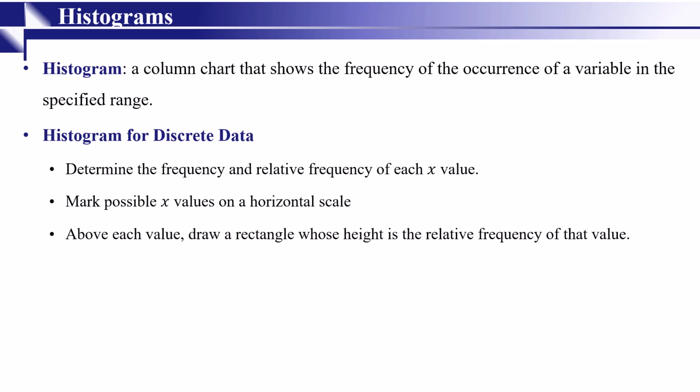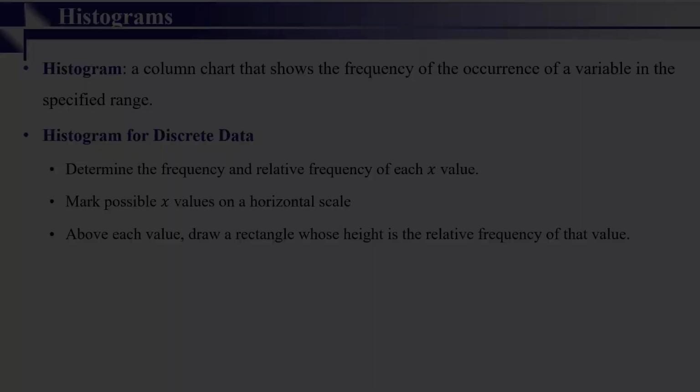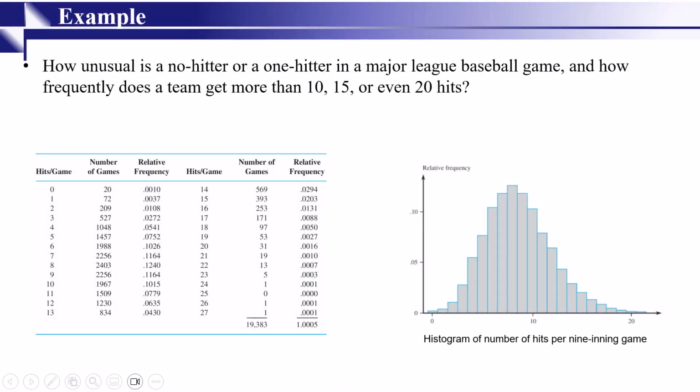For discrete data, we first determine the frequency and relative frequency of x, then we mark the possible x values on the horizontal axis, and then we draw rectangles whose height is the relative frequency that we have. So frequency, relative frequency, then we plot it. I will show you an example.